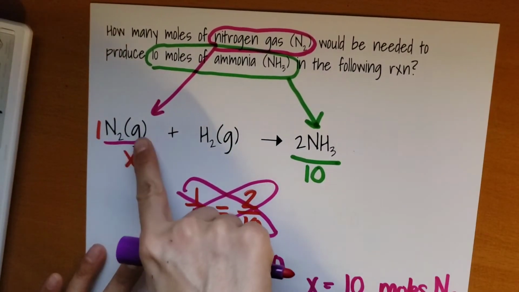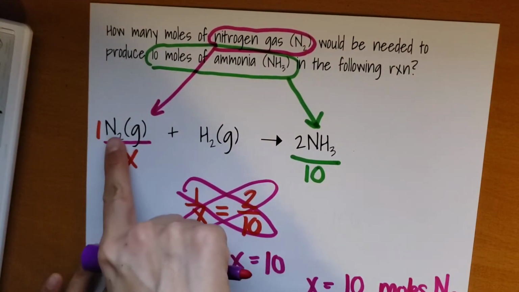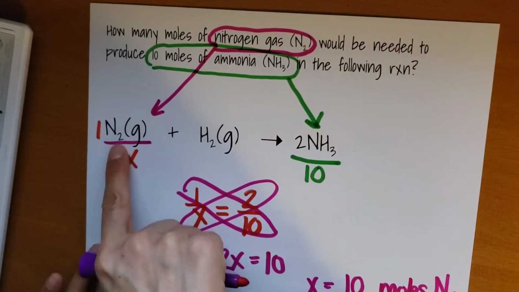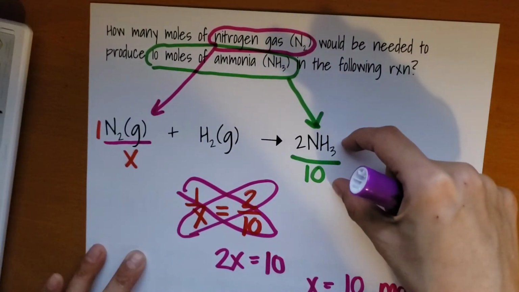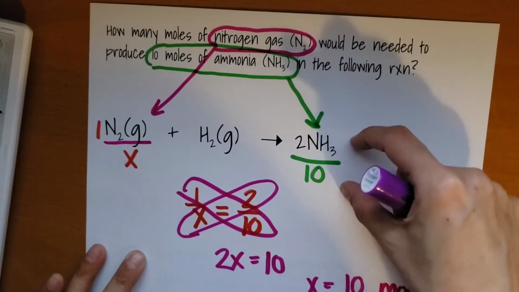notice that my fraction for the nitrogen has the nitrogen from the question and the X because I'm looking for nitrogen. And everything in this fraction describes the ammonia.